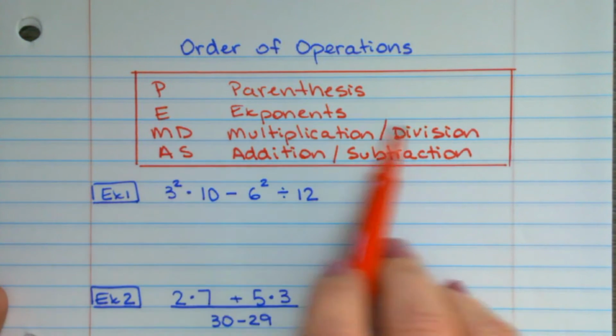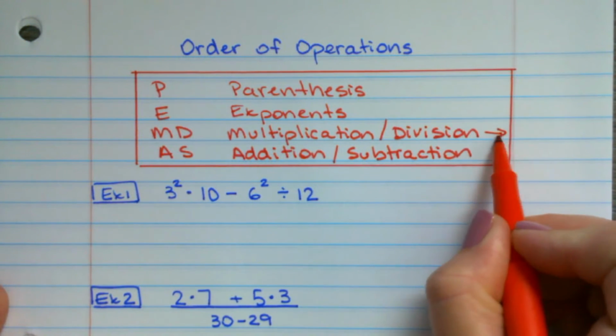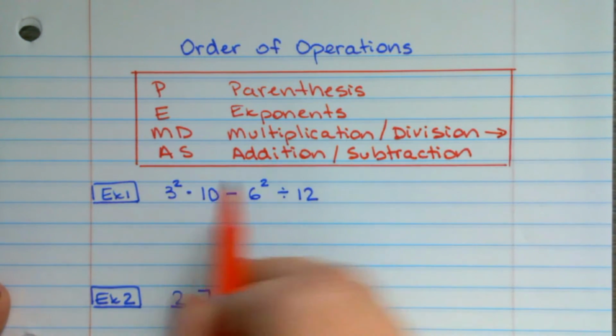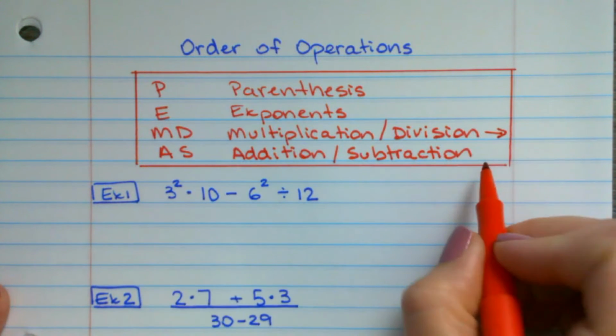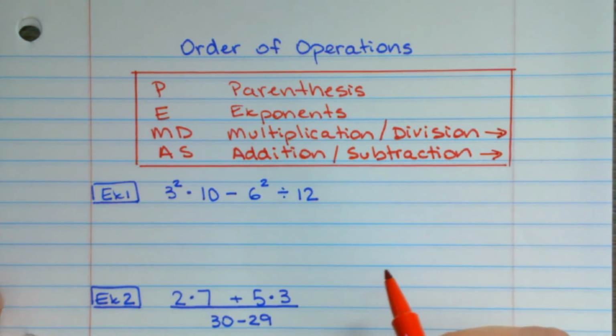And then multiplication and division, they come together and you're going to solve that from left to right. And then addition and subtraction also from left to right. We have 3 examples we're going to work on today.